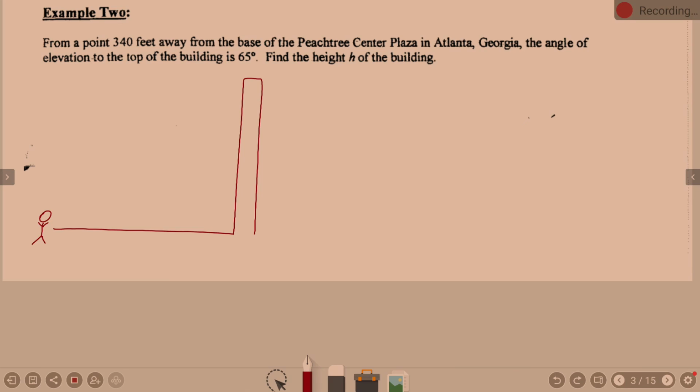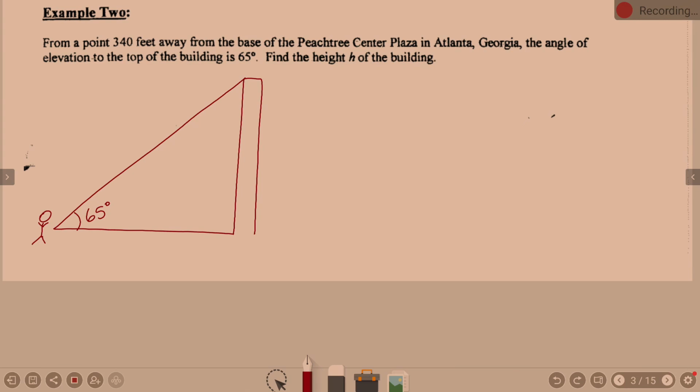What's the angle of elevation? That's when you're standing at ground level and looking up. So the angle of elevation to the top of the building. So where this person is looking, that angle right there. Or no, we're not trying to find it, excuse me. That angle is 65 degrees.